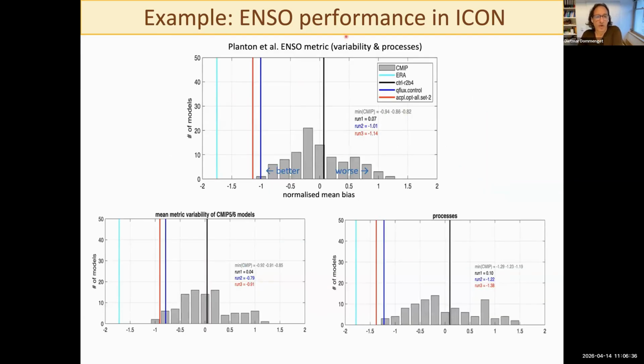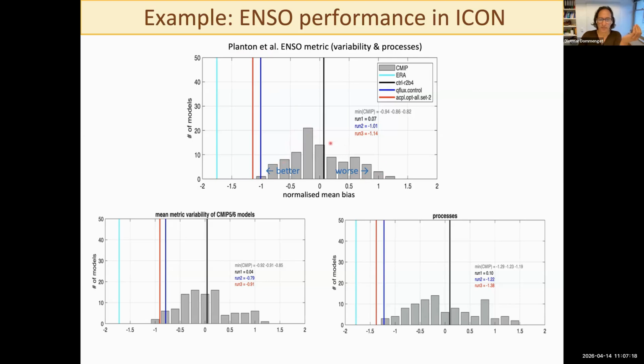Okay, what does this do? So I have the Planton et al. ENSO matrix, which I use to evaluate whether my model is better or worse. They have 20-something indices. Some are about variability and some about processes and some about other things that I ignore for now. So I only look at variability and processes. And I put them all together here in these normalized mean biases that Planton et al. define. Normalized means that 0 is the average bias of the CMIP5 and CMIP6 models. And the gray distribution here is the distribution of all the CMIP5 and CMIP6 models that Planton et al. have published in the BAMS article.